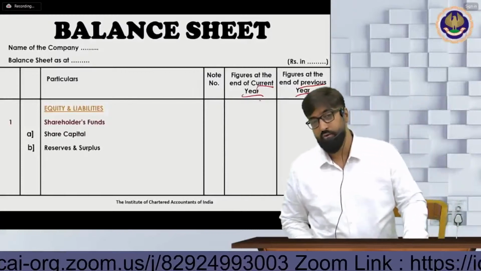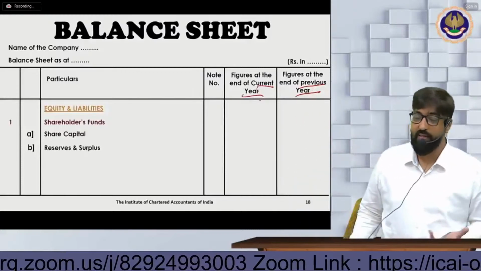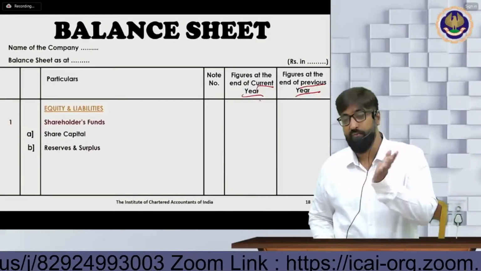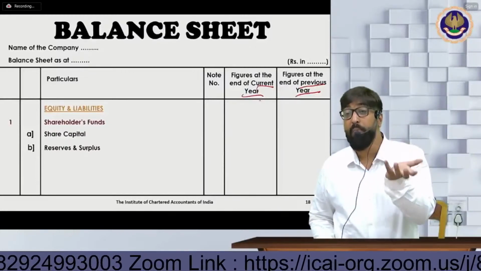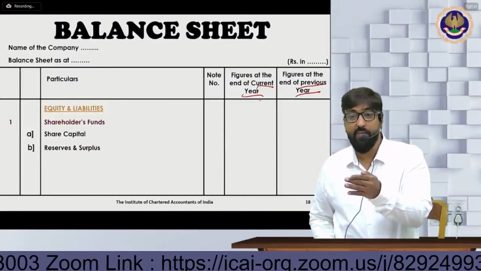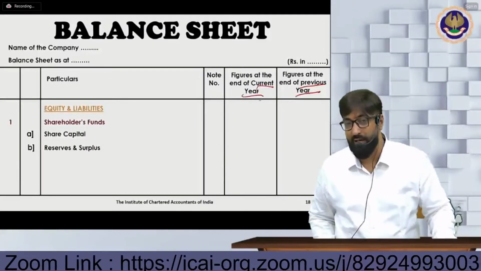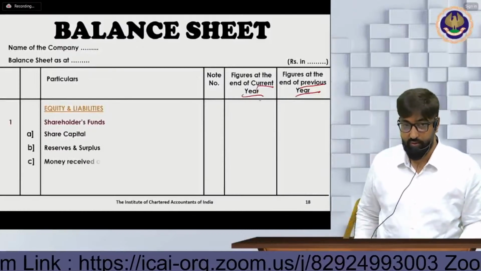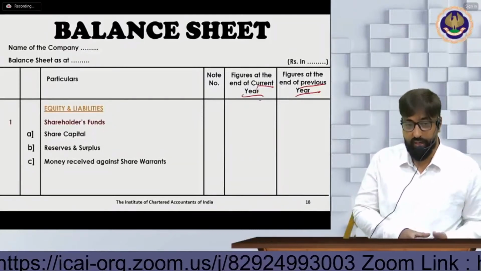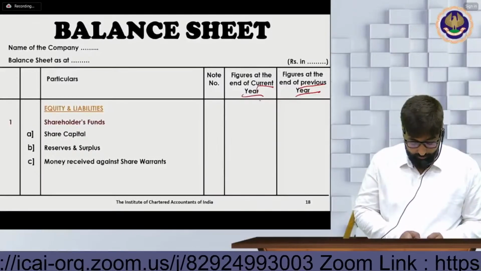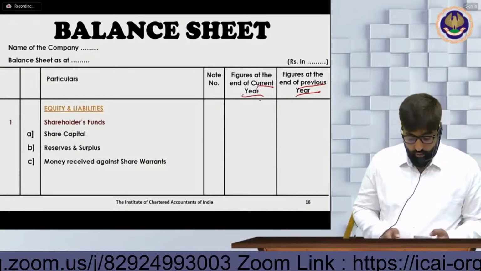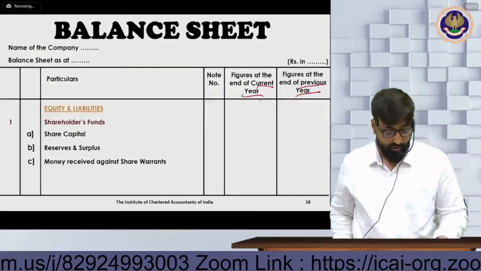Reserves and surplus. You have free reserves and specific reserves. So reserves are divided into free reserves and specific reserves. Free reserves means what? Those which are available to pay dividend. So you can use them to declare dividend. But specific reserves, you cannot use for dividend. It is called specific reserves. Money received against share warrants. Now, what is a share warrant? It is a bundle of shares.